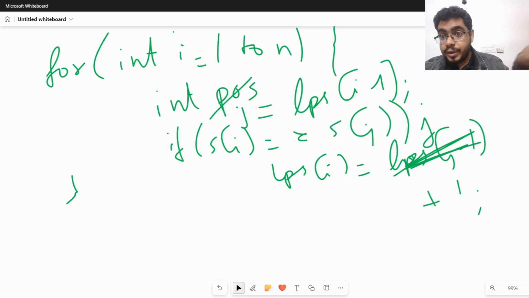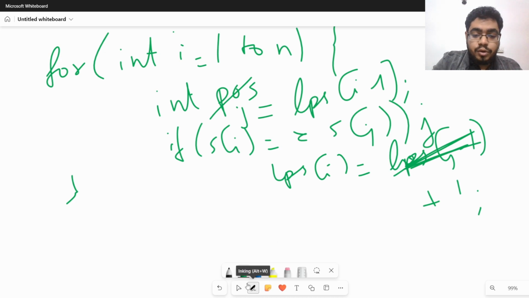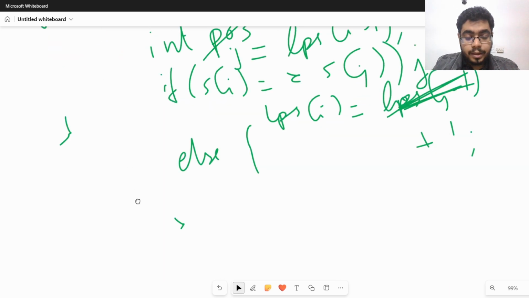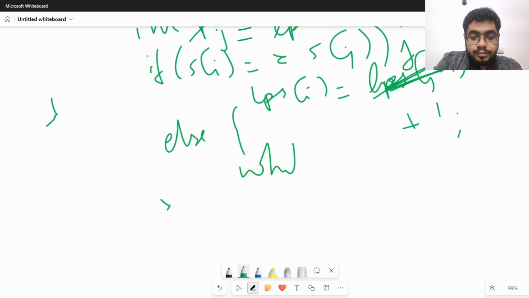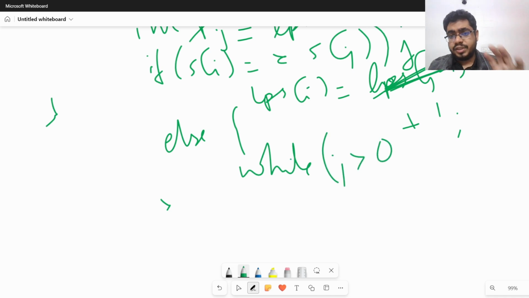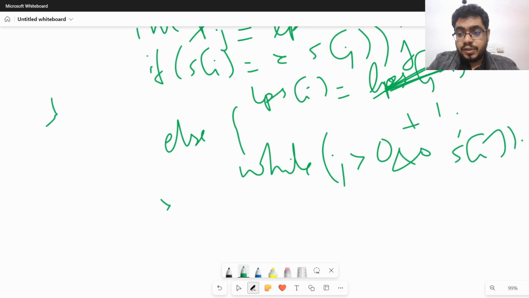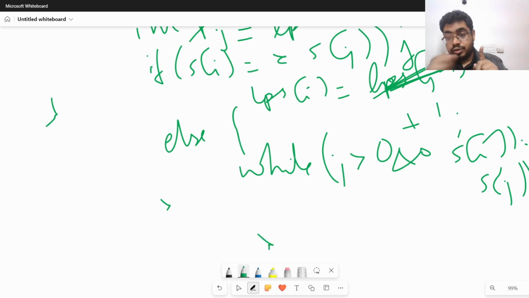Otherwise, we need to start going back. So let's go for else. Till the time j is greater than 0. First of all, j should be within limit. If it has already become 0, that means we are at 0, so we need to put 0, right? So till the time j is greater than 0 and my s of i doesn't match with my s of j, I'm trying to go back and the characters do not match, then I need to go back. So how do we go back? We look at one previous and its LPS. So I'll simply say j minus minus to go one step back.